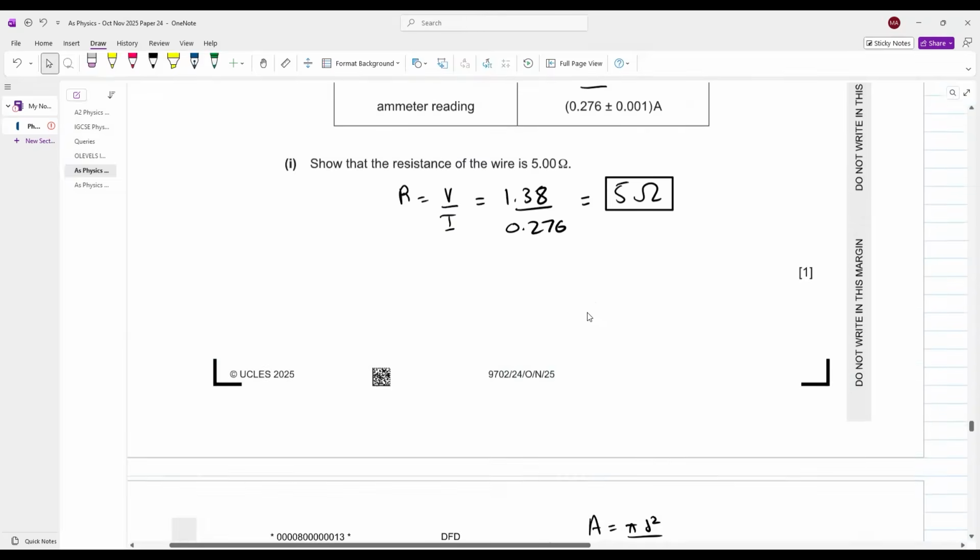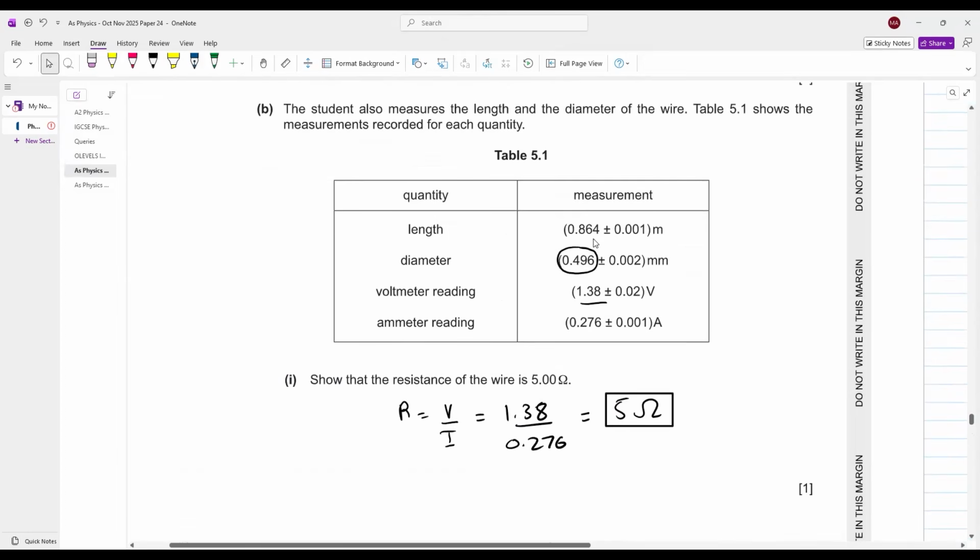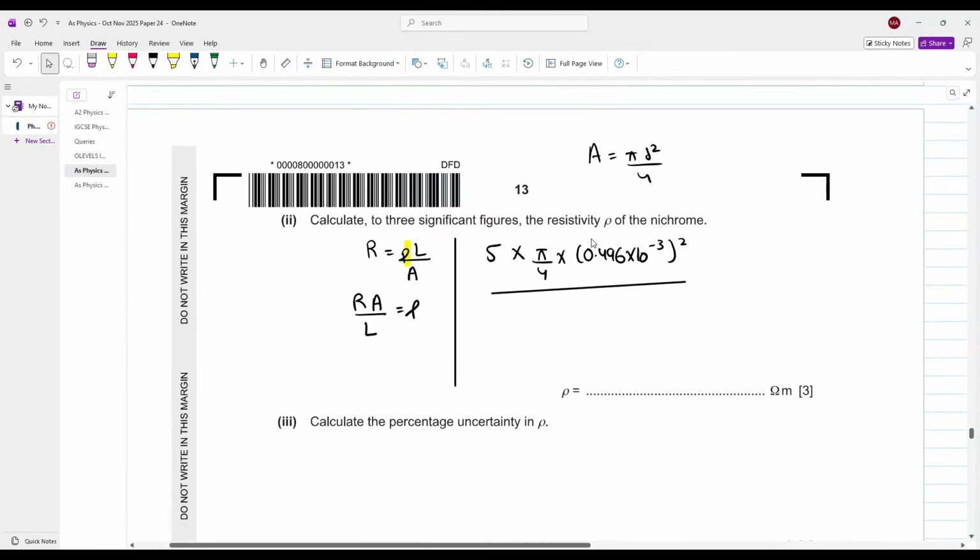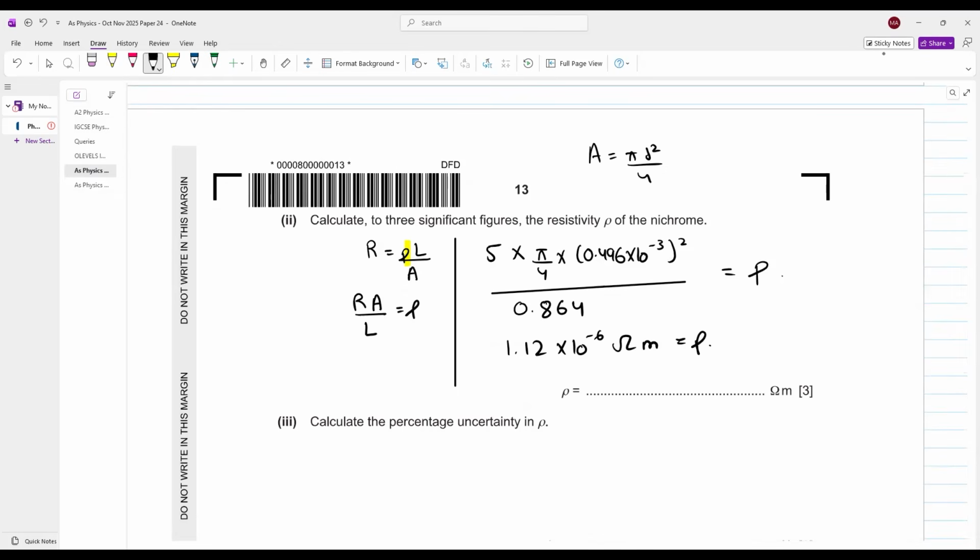Divided by the length. What is the length? 0.864. Just plug and play into the calculator to calculate the resistivity. Resistivity comes out to be what? 1.12 × 10^-6. 1.12 × 10^-6 ohm meter is your resistivity.